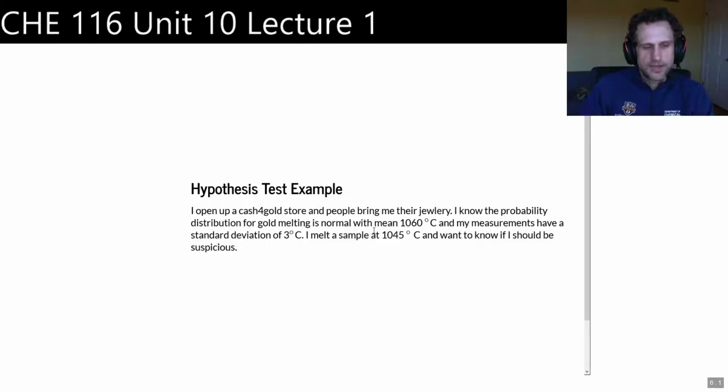Okay, so this is how I check. I have some instrument, and I melt the gold. I check the temperature at which the metal starts to melt, and that tells me A, if it's gold, and B, you've got to melt your gold to turn it into money. So, cash for gold. And let's say that I've done this for a long time, and I know that whenever I get some real gold, typically the actual melting temperature is normally distributed with a standard deviation of 3 degrees Celsius. How do we know it's normal?